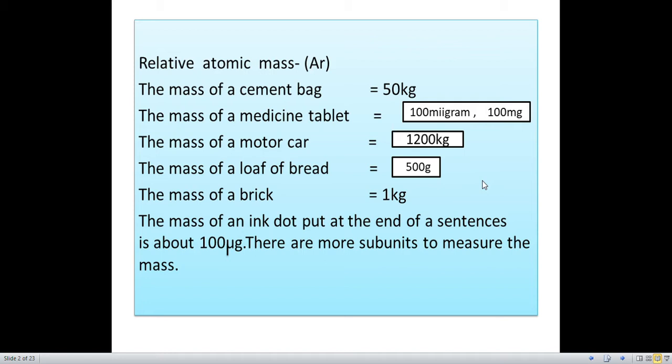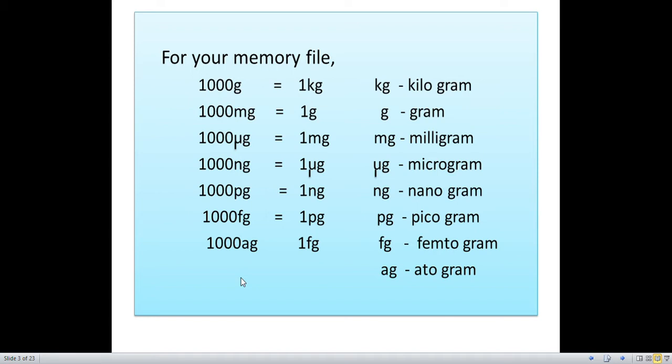How do you measure the mass of an ink dot put at the end of a sentence? It is about 100 micrograms. There are more subunits to measure mass. What are they? Now these are for your memory file. 1000 grams equals 1 kilogram. 1000 milligrams equals 1 gram. 1000 micrograms equals 1 milligram.